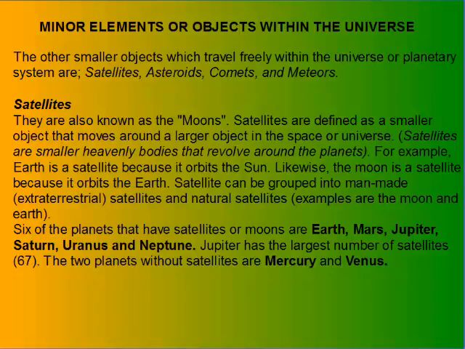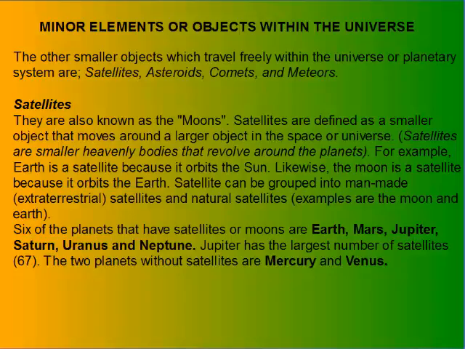Satellites can be grouped into man-made, that is the extraterrestrial satellites, and natural satellites. Examples of natural satellites are the moon and the Earth. 6 of the planets that have satellites or moons are Earth, Mars, Jupiter, Saturn, Uranus, and Neptune. These are the 6 planets that have satellites. Jupiter has the largest number of satellites, which is 67, and the 2 planets without satellites are Mercury and Venus.